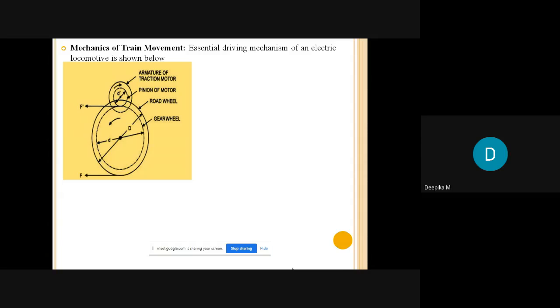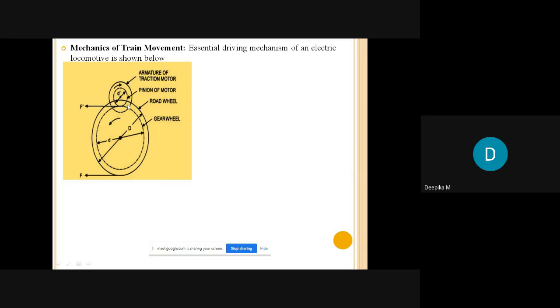You can see here how the train movement will be happening. As it is electric traction, there will be an electric motor which is powered by electrical energy. We know that a motor converts electrical energy into mechanical energy. That mechanical energy we obtain from the shaft of the motor, correct? The shaft of the motor gives us mechanical rotation. So you can see here, this is the armature of the traction motor.